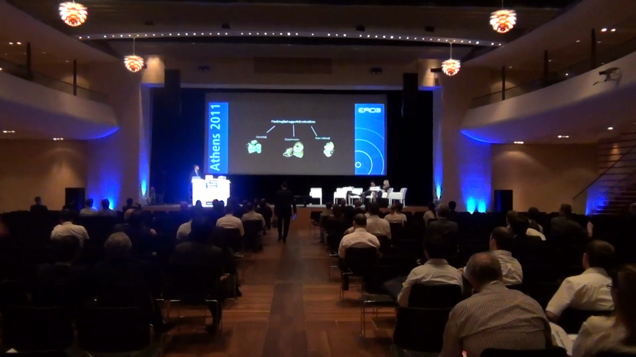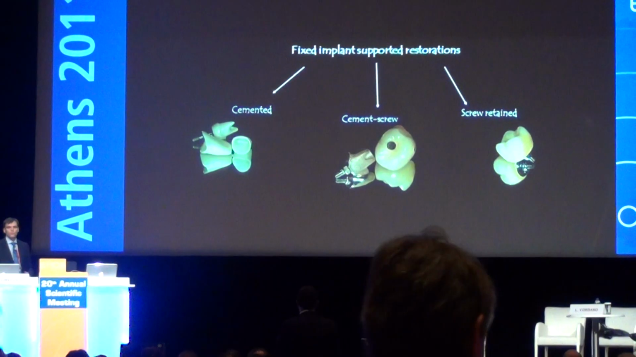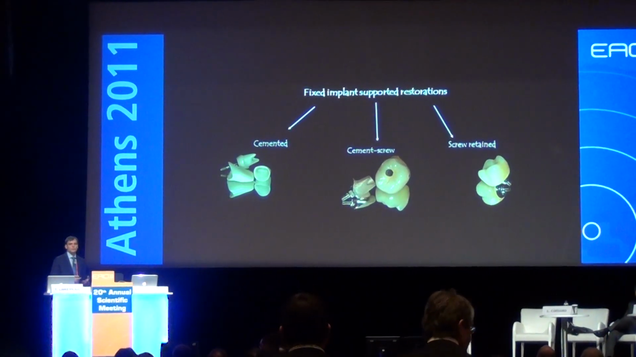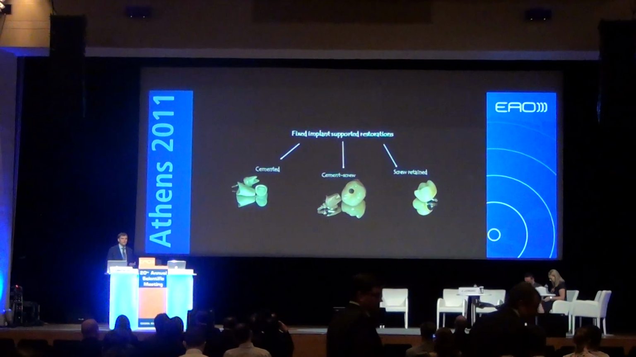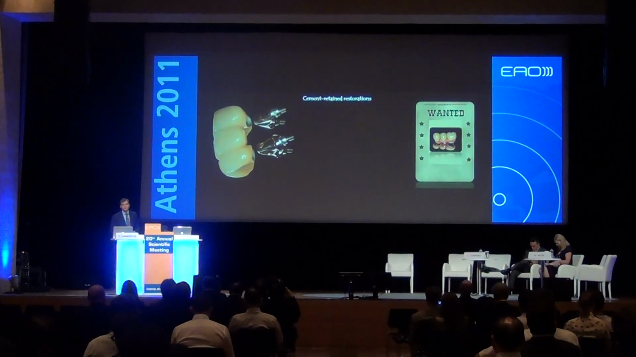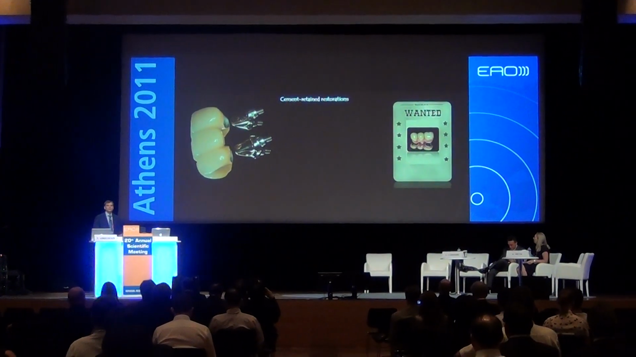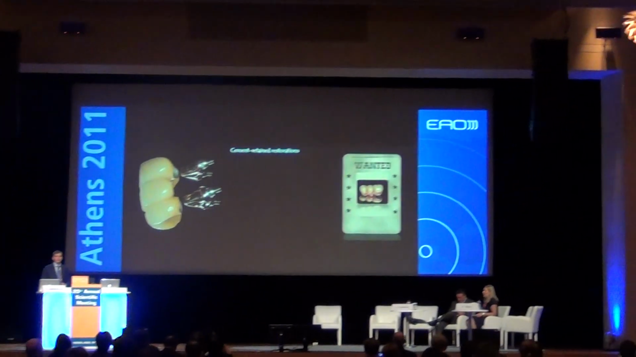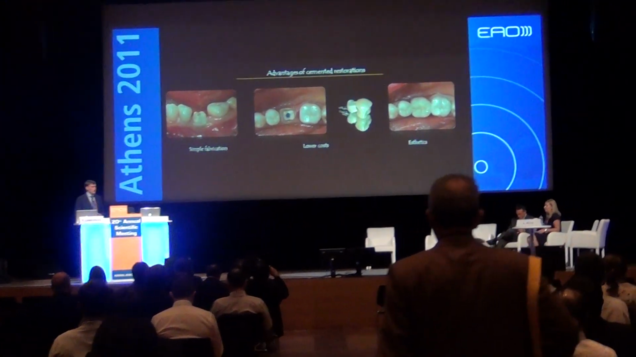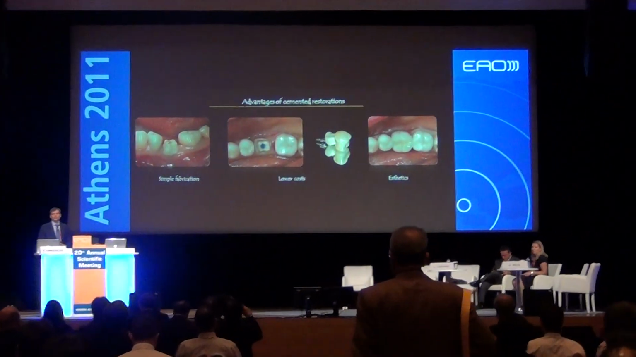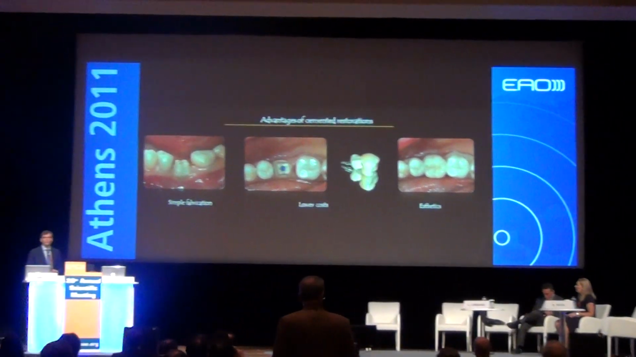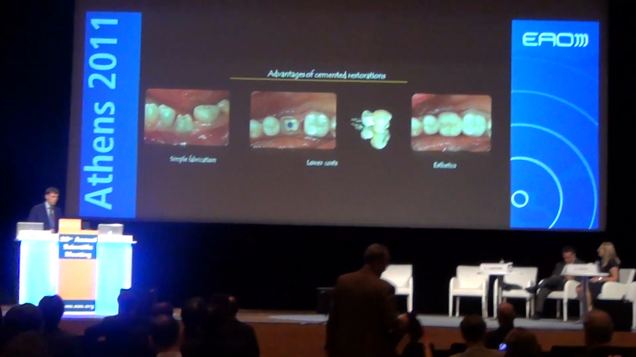As clinicians, we all know that we have a variety of methods to restore implants, starting from screw-retained crowns, cement-retained crowns, or cement-screw-retained crowns. And it is obvious that cement-retained restoration is still the most popular way to restore implants in clinical practice. And it's no wonder why, because simple fabrication, usually lower costs, and aesthetics make this choice true for clinicians.